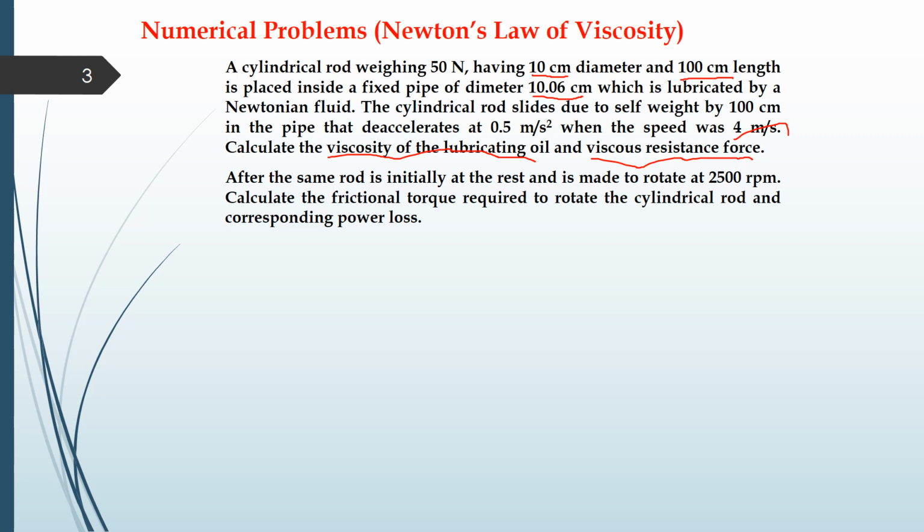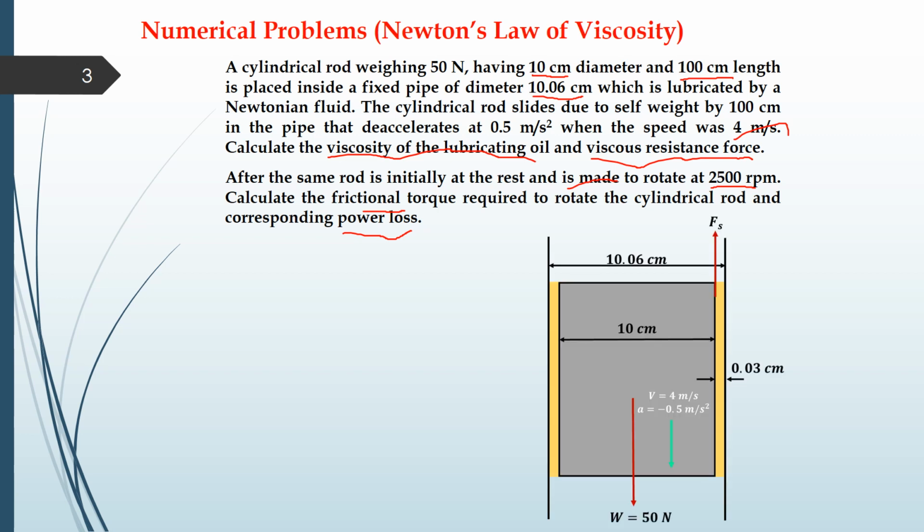In the second part, the same rod, since it is moving down, when it comes to rest, what will happen? The rod is made to rotate at 2500 rpm. So we have to calculate the frictional torque required to rotate the cylindrical rod and the corresponding power loss. So frictional torque we have to find out, T, and power loss we have to find out. So first of all, we have to draw the diagram for this problem.